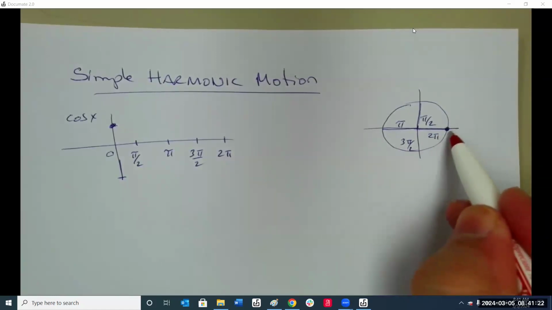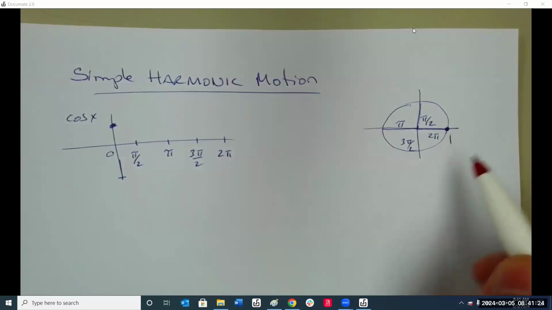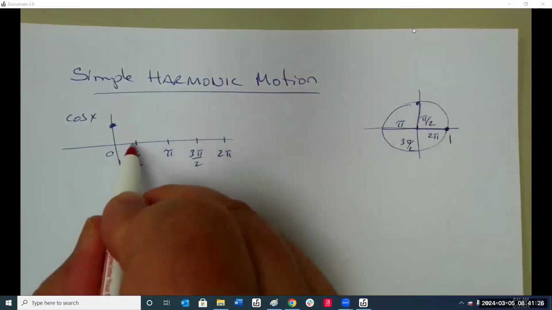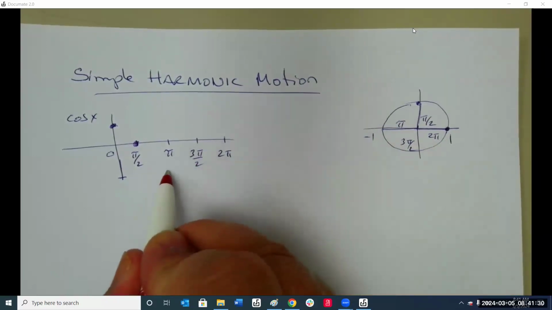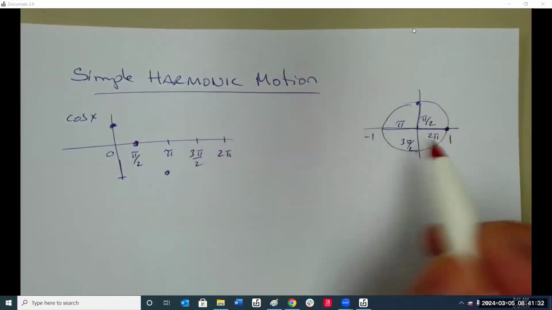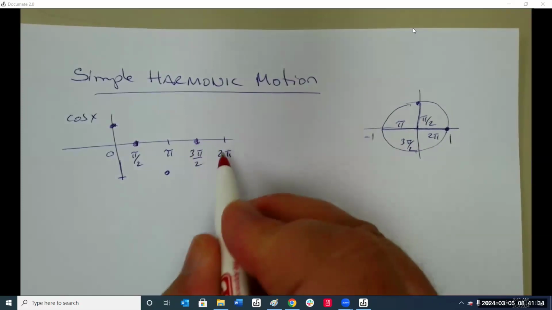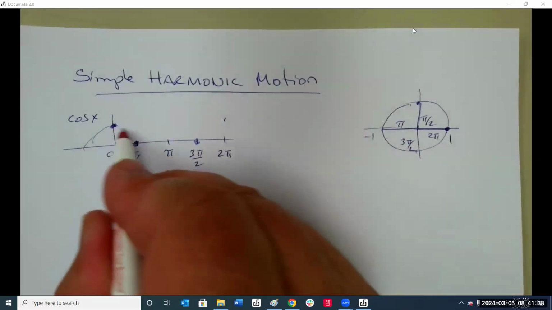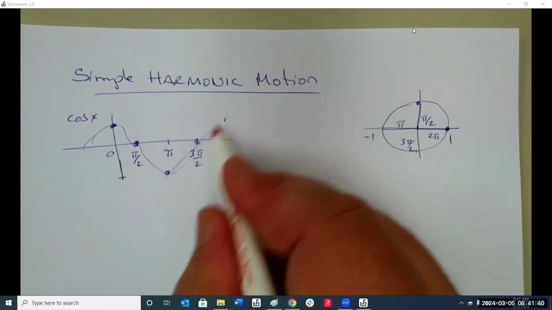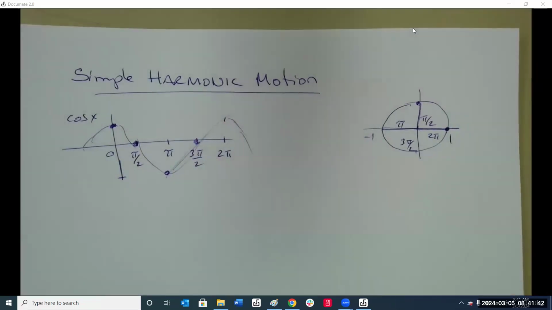So cosine of 0 is 1. At pi over 2, it's 0. At pi, it's -1. 3 pi over 2 is 0. And at 2 pi, it's back to 1. So this graph follows this curve forever. What does the sine function look like?